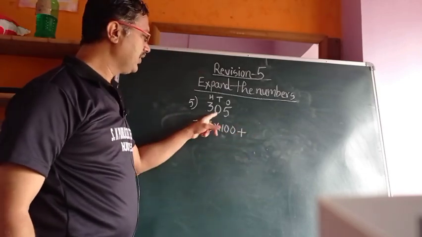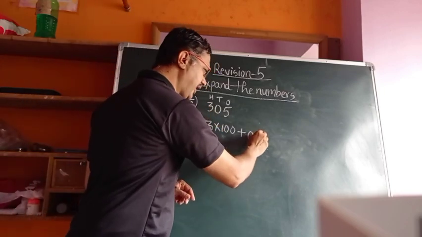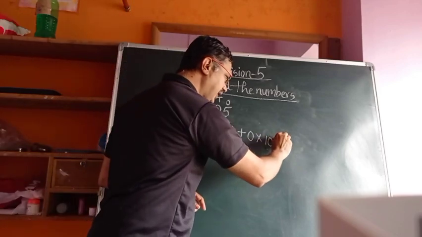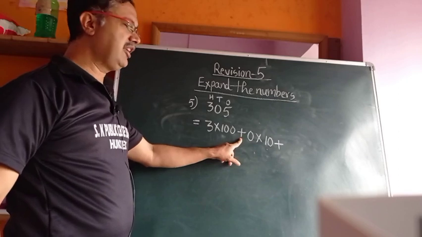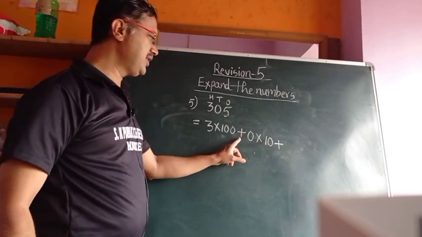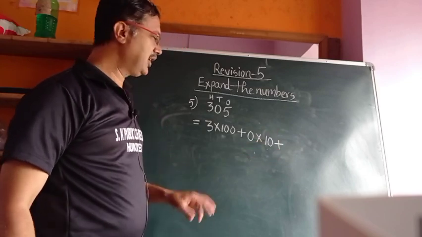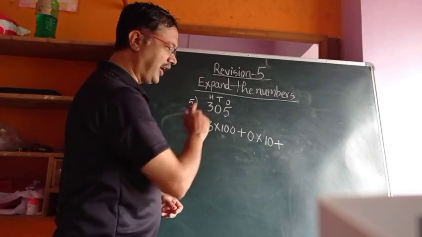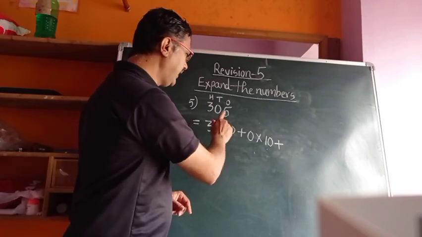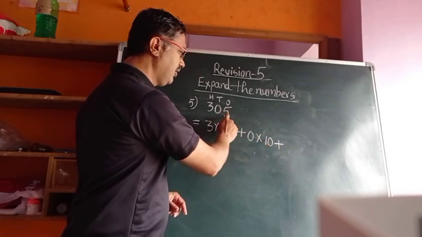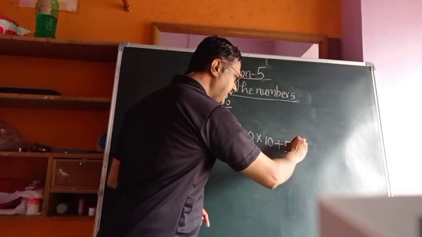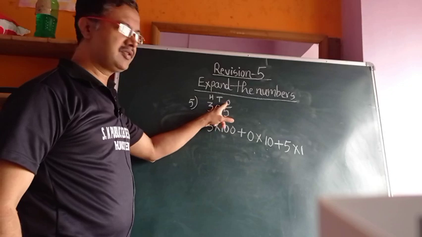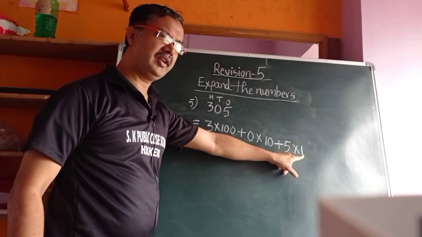Plus 0, write 0 as usual, into tens place, means 10, plus. Always you have to write plus between the numbers. Please remember, when this part is over, afterwards you have to write the plus sign. Now here plus 5, it is in ones place, so 5 ones.